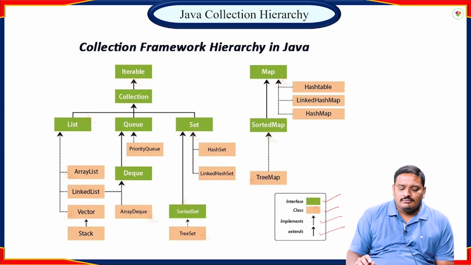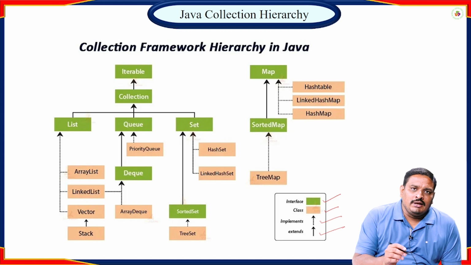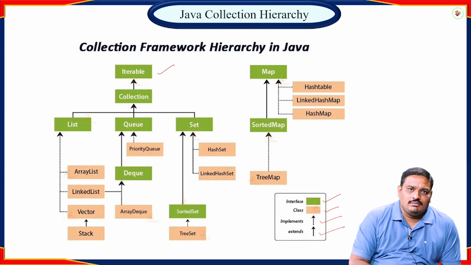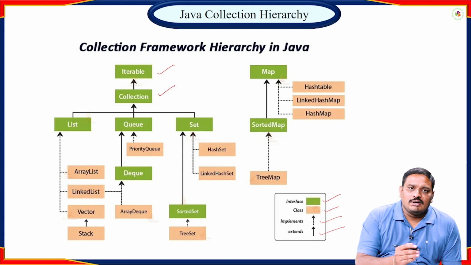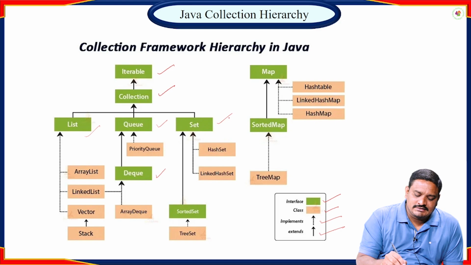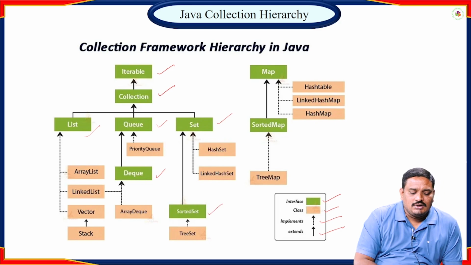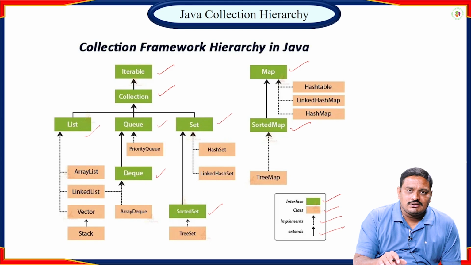Okay, coming to the collection framework hierarchy. Here the first root element is the Iterable interface. Under Iterable, there are collections. What are the different collections? List, Queue, Deque, Set, and SortedSet collections. Under all the collections, there are also some mappings. Map is another type of interface, and SortedMap is another type of interface. These are the different interfaces, and under these interfaces there are some classes.